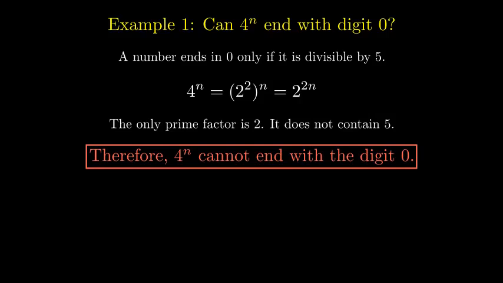The only prime factor here is 2. There is no factor of 5 at all. Since the prime factorization does not contain 5, the number cannot be divisible by 5. Therefore, 4 raised to any power n can never end with the digit 0.